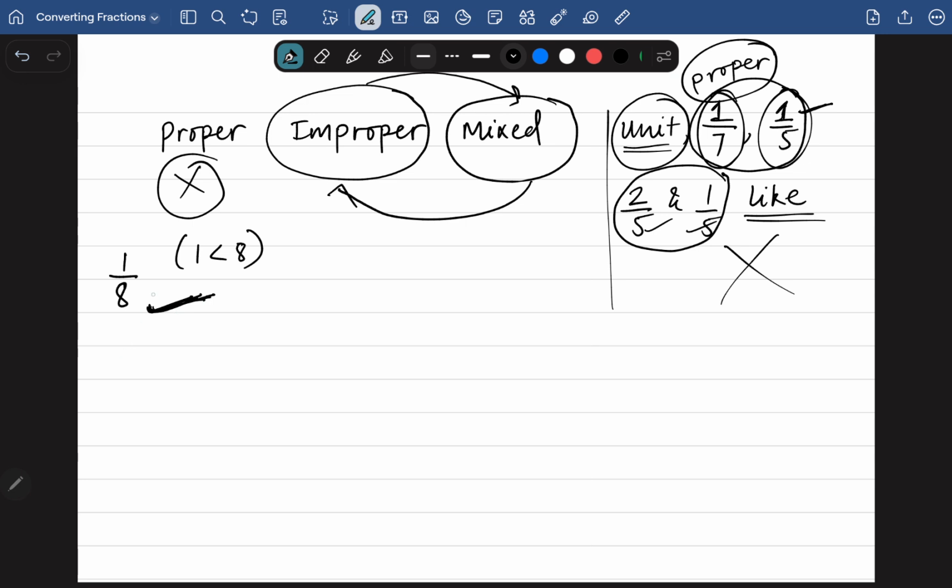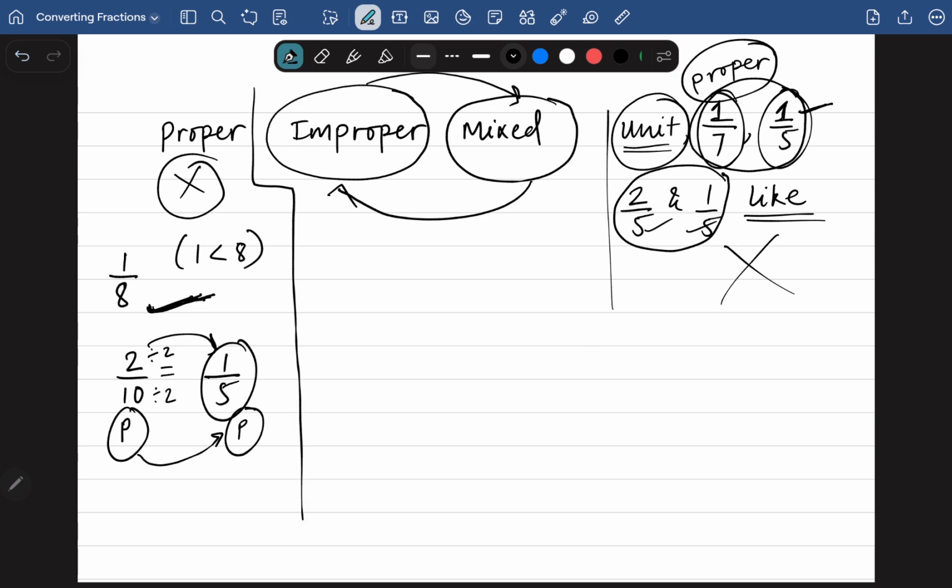However, for a proper fraction like 2 over, let's say, 10, we can convert it into its simplest form. These both numbers are divisible by 2 and their HCF is 2, so we get the answer 1 over 5. So we converted a proper fraction again into a proper fraction. So there is no actual conversion happening here. We just converted it into the simplest form, or we can say the lowest form.